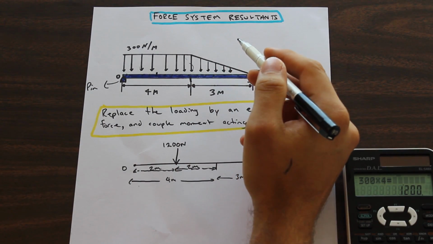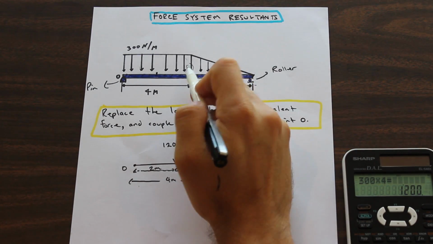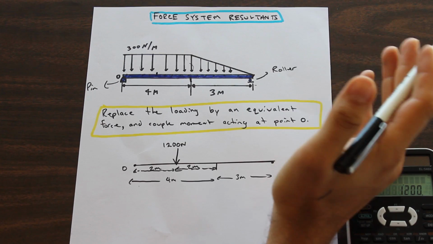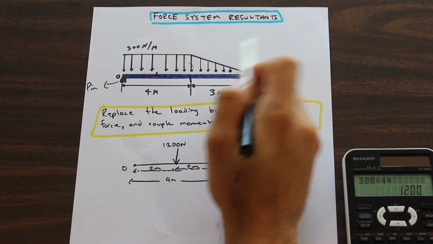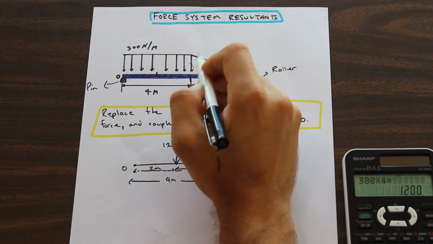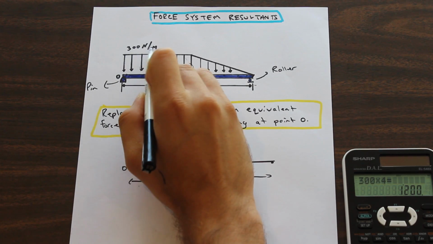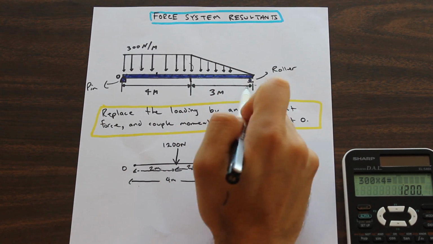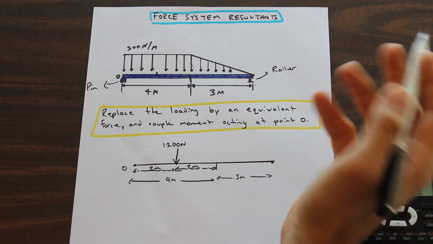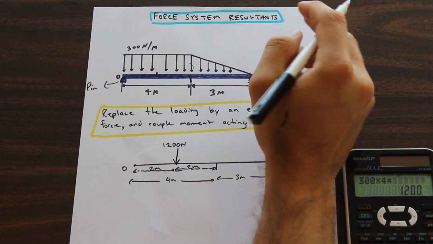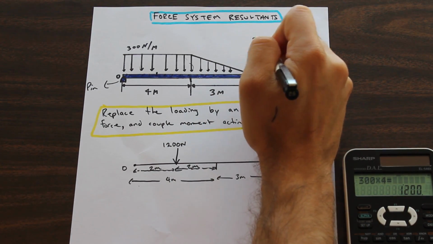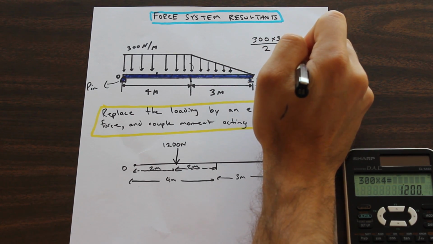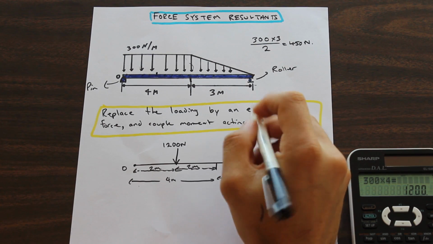Okay, and all we have to do is find the area of the triangle, like we did for the rectangle. As we know, the area of the triangle is base times height divided by 2. The height of our triangle is 300 newtons per meter, our force per unit length, and the base is 3 meters. So that is 300 times 3, which is 900, divided by 2, so that's 450 newtons.